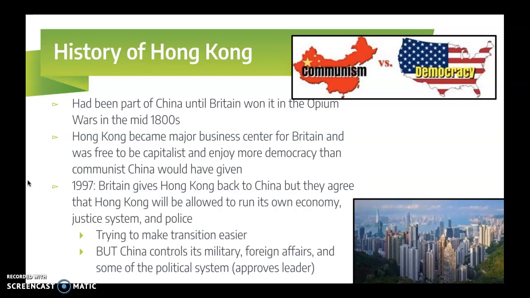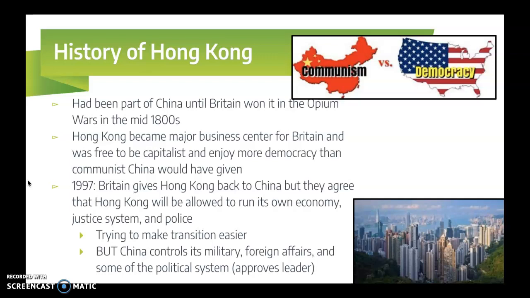They have this big compromise, and they do end up agreeing that Hong Kong will be allowed to run its own economy, its own justice system, and its police force. This was to try to make the transition a little bit of a softer blow and a little bit easier for Hong Kong to handle, just because remember, Hong Kong's been very used to being ruled by Britain, very used to having these certain economic and personal freedoms. And coming under China's rule, they're not necessarily going to have that as much.